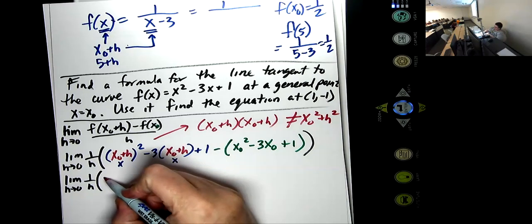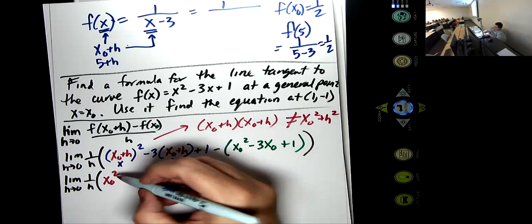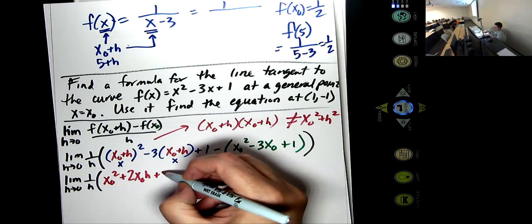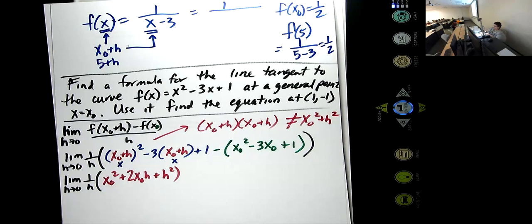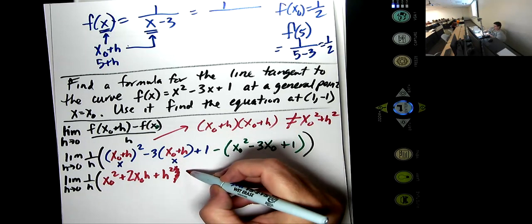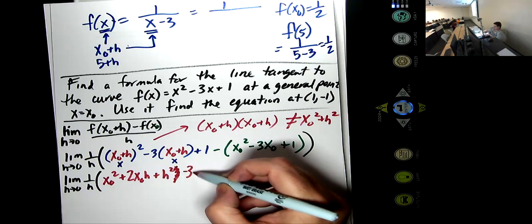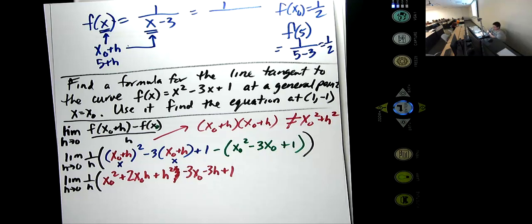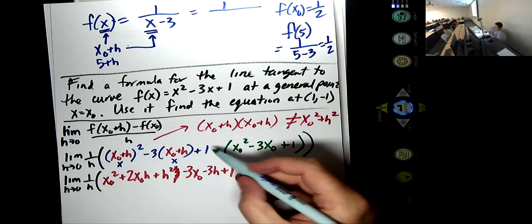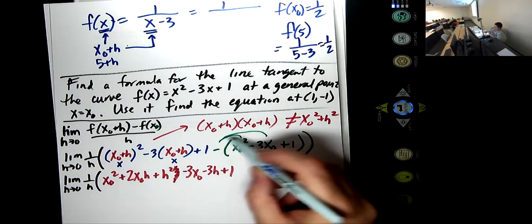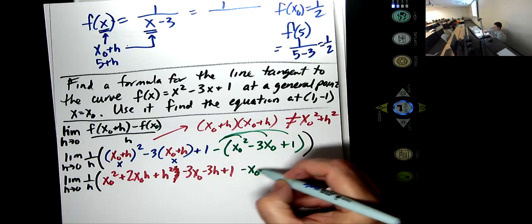If you multiply it out, you have x naught squared plus 2x naught h plus h squared for that one. Then I have minus 3x naught minus 3h plus 1. That's the first part. That's my first function. And then our f of x naught, I'm going to distribute the minus, and it's just going to change the sign of what's inside.